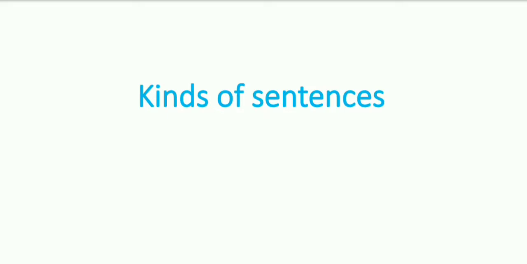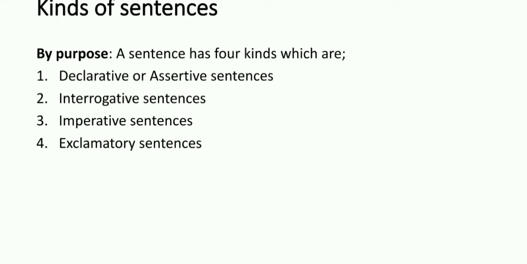We have the third lecture of this basic English grammar series, and that is kinds of sentences. In this chapter, kinds of sentences by purpose. By purpose, we have four kinds of sentences: declarative or assertive sentences, second, interrogative sentences, imperative sentences, and the fourth one is exclamatory sentences.